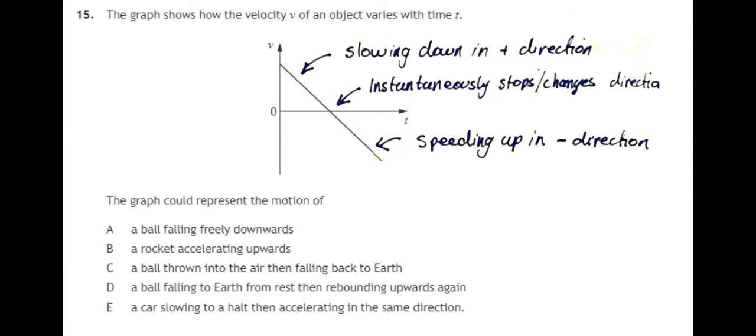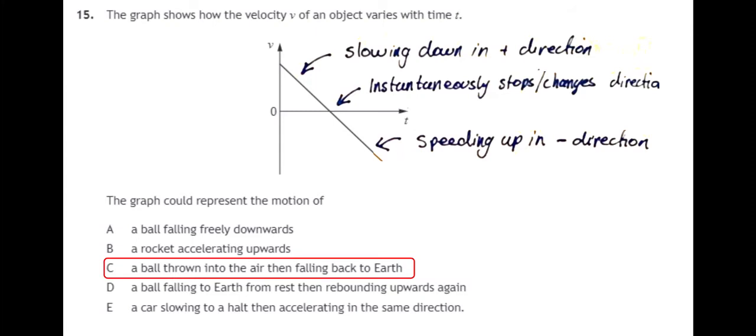A ball thrown into the air, then falling back to Earth, well, if we imagine throwing a ball up into the air, it would slow down as it gets higher until it gets to the highest point of its trajectory, and then it would start to speed back up again on the way down. So answer C is correct.